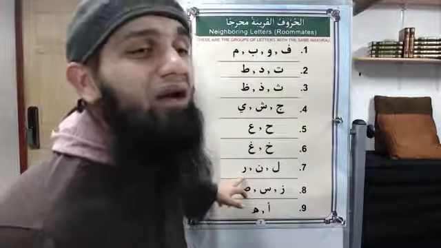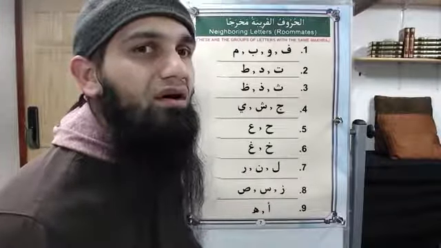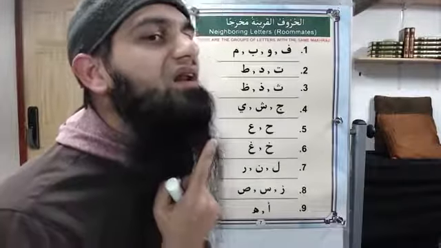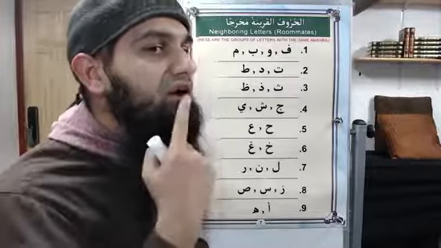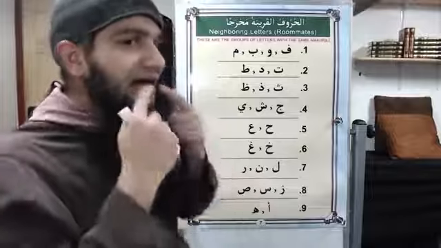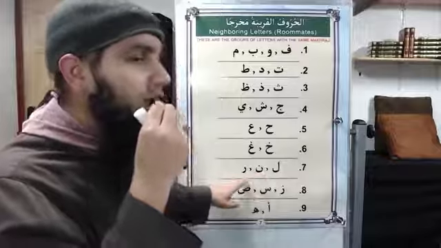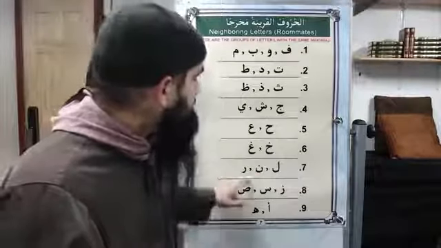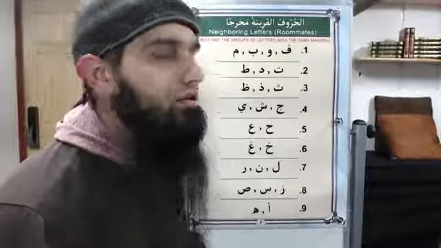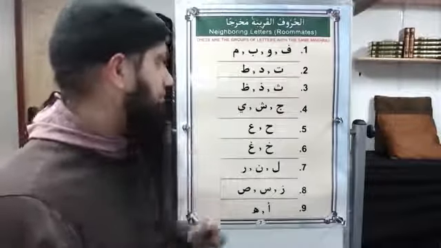And this one? Ra. Ar. Now I repeated it just to show the sound. You see, the tongue moved even further up than for the noon. So lam is closer to the teeth, noon a bit further away, ra even further away, right? And this one, ar. So that one is suspended against the upper palate.